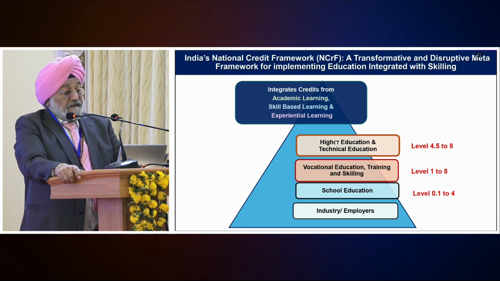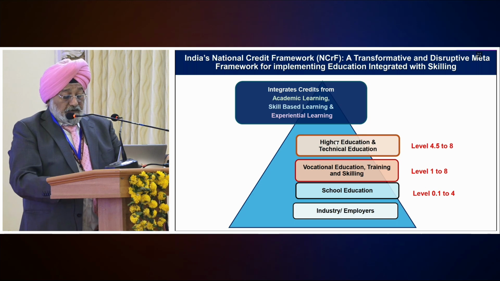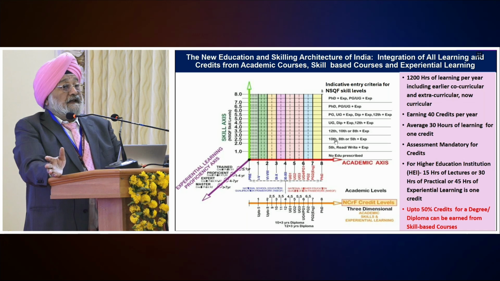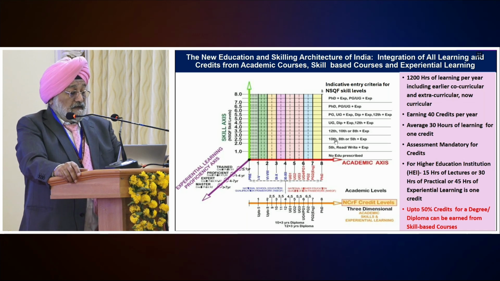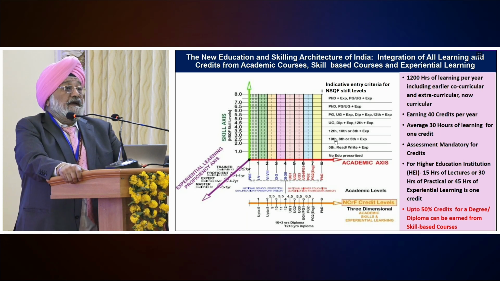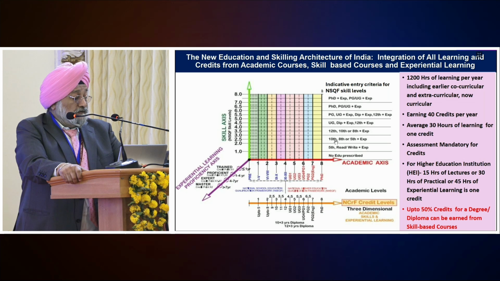So, NCrF is a transformative and disruptive meta-framework for implementing education integrated with skilling. And it integrates credits from your academic learning, from your skill-based learning, from your experiential learning, and also from industry. And there are various levels assigned to it. If you look at the new education architecture, it is learning in three dimensions. On the x-axis, you learn from academics. On the y-axis, you learn from skill-based education. And on the z-axis, you have experiential learning. This is the proficiency axis.